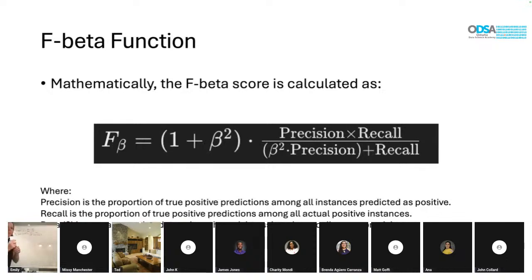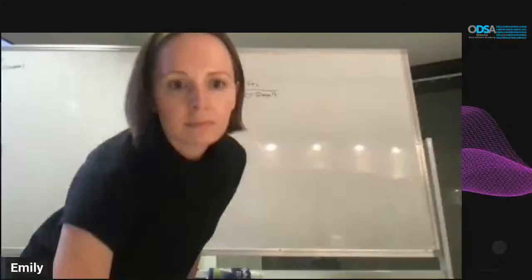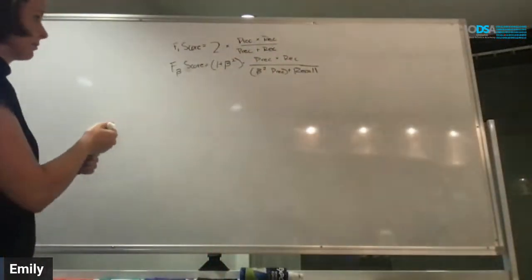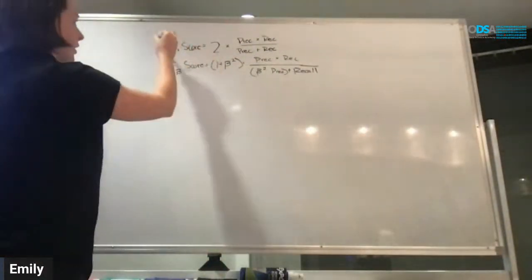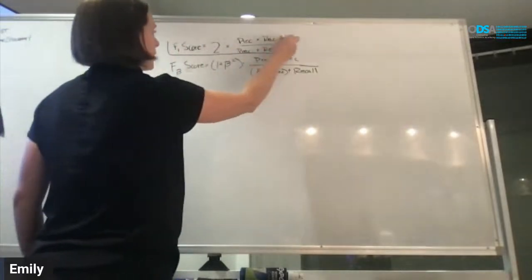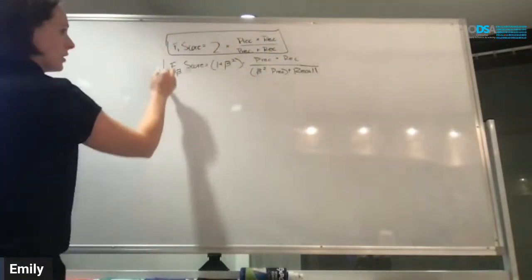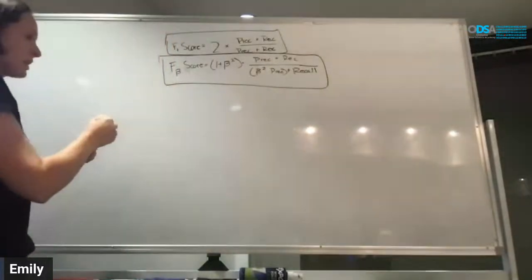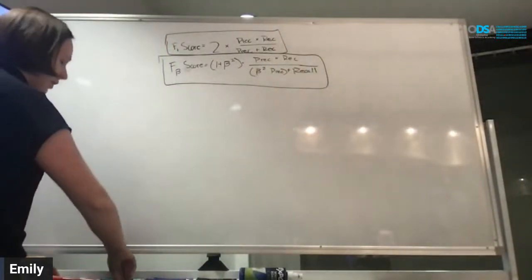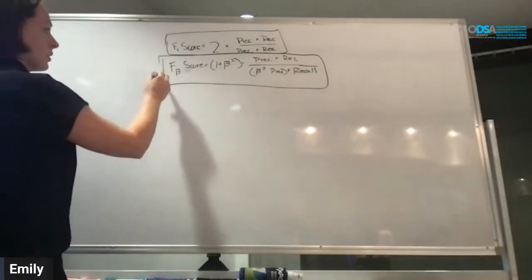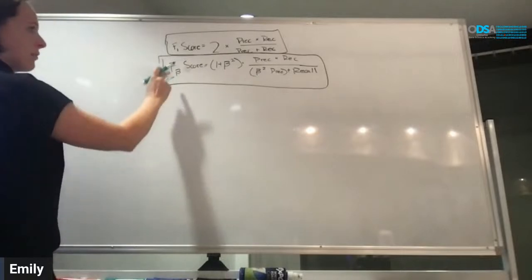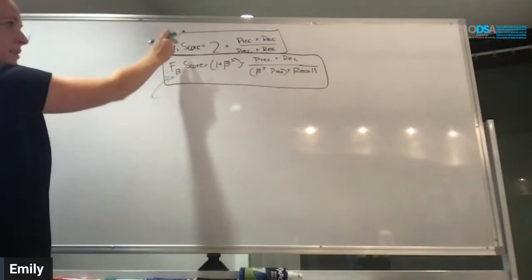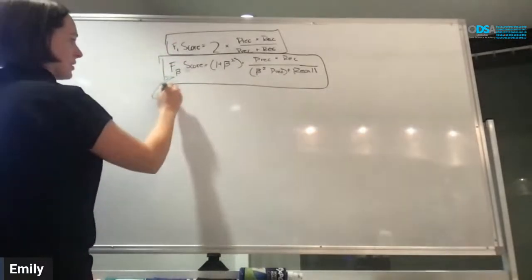All right, switching back here. Okay, that's really small on the screen, sorry. But here is our F1 score, here is our F beta. Let's plug in 1 for beta, and let's see how that becomes this score.